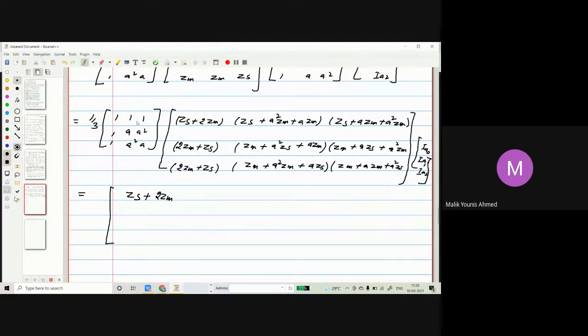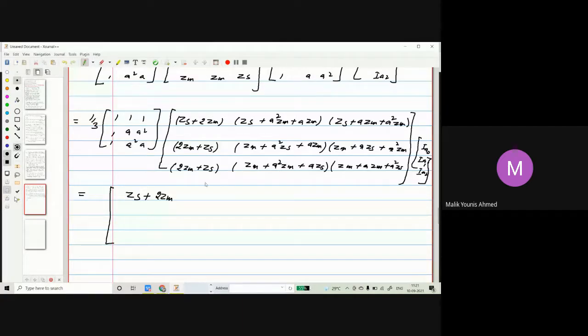Now let's have a look at the second entry. All together have to be added with these 3 elements multiplied by this column. So 1 by 1. ZS will be ZS common into 1 plus a square, that will be 0. So ZS will become 0. Now let us see ZM, 1 ZM. ZM will be 1 plus a square, again 0. And third ZM will again be 1 plus a square, again 0.